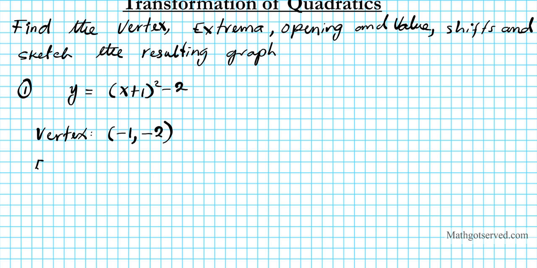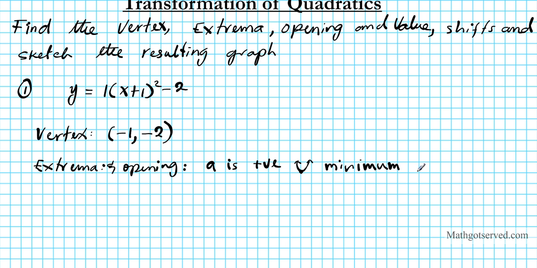Your extrema and opening. This parabola we have, a is what? The value of a is the number in front of the parentheses. So a is 1, which is positive. Since a is positive, we're going to have a happy parabola. So the extrema is this low point right here, which is a minimum.